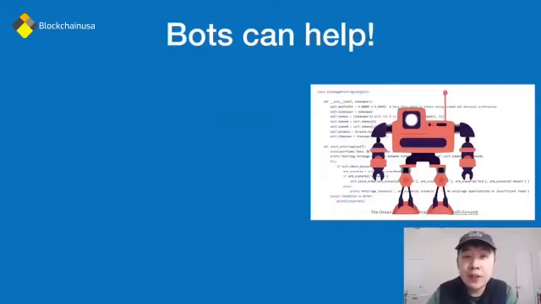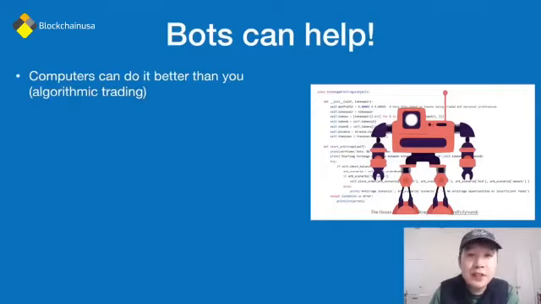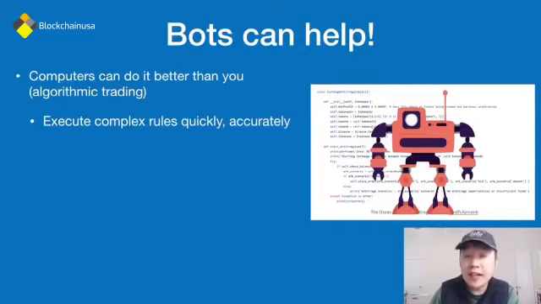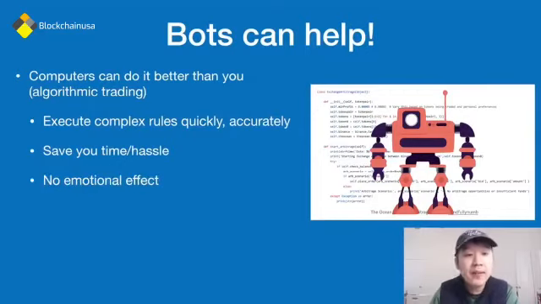So bots, if you haven't heard of them, are a big part of arbitrage too, and they can help. Because computers honestly can do this better than us when it comes to algorithmic trading. They can execute complex rules quickly and accurately, save you time and hassle so you don't have to sit at your computer all day looking for opportunities and manually executing them. And also they aren't prone to emotional effect. If it's coded properly and has safeguards in place, then it will follow that to a T and won't be like you that panic sells or panic buys, for example.